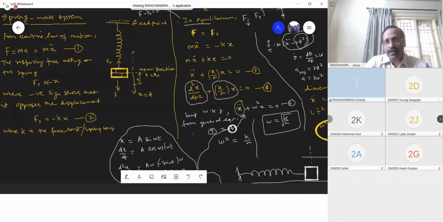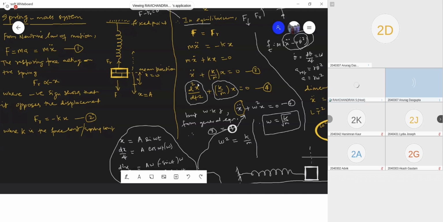Then what do you do? You just pull it. You are giving the force again, pulling, correct? And then you are letting this go. Then there is an acceleration which is coming to the picture, correct? That acceleration only I'm taking as x double dot. So sir, this mean position is after the mass is attached. Perfect. Yes.